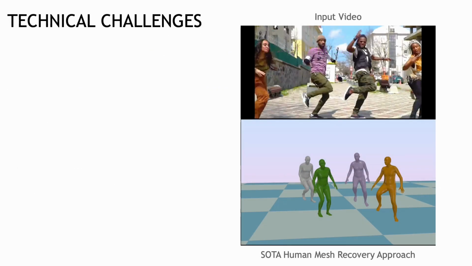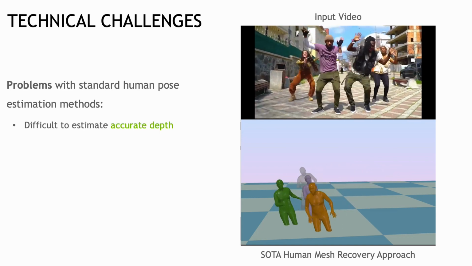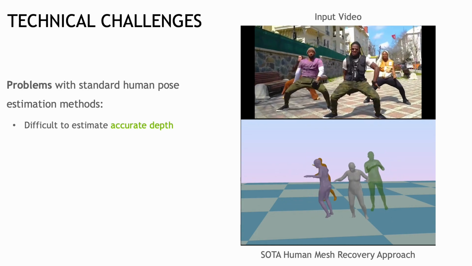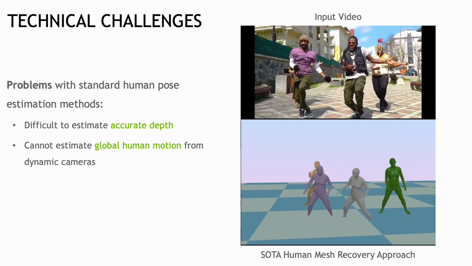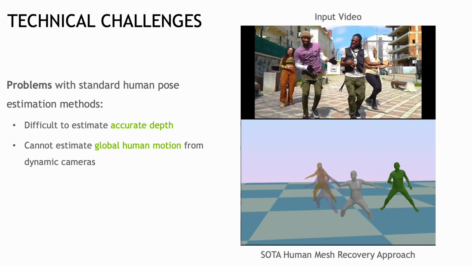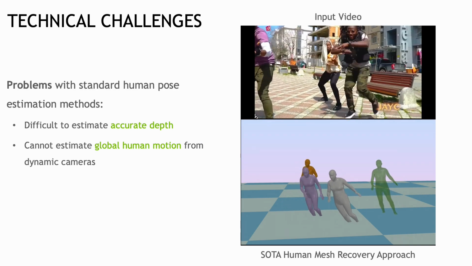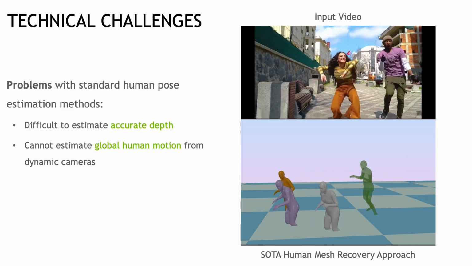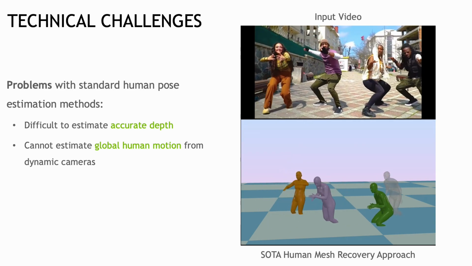There are many problems with standard human pose estimation methods when applied to this task. First, estimating the absolute depth of the humans is quite difficult, and even state-of-the-art methods can output jittery or wrong depths as shown in the video. Second, most methods only estimate pose in the camera coordinate, or sometimes only the root-centered coordinate, so they cannot estimate global human pose from dynamic cameras, as the pose they estimate is not registered in a consistent global coordinate system.